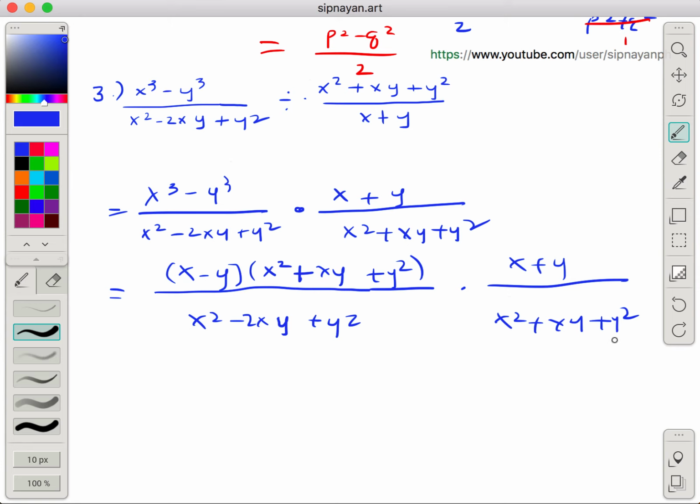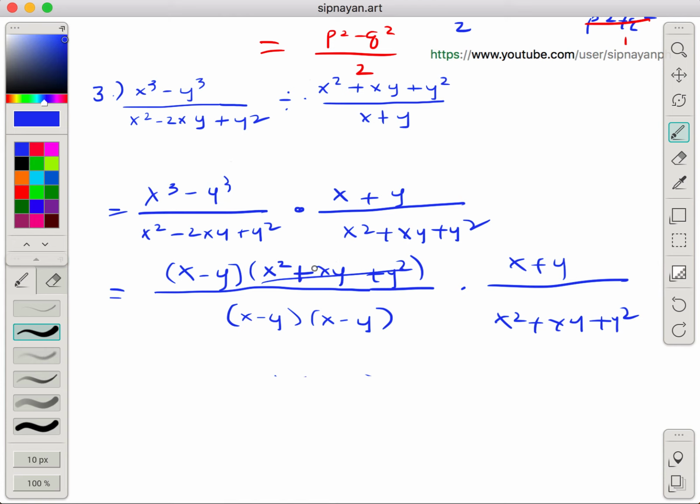E, pwede ba tayong i-cancel? Oh, I think we can factor this, no? This is a perfect square trinomial, x squared minus 2xy plus y squared, which is x minus y times x minus y. Okay, so we can, pwede natin itong i-cancel.